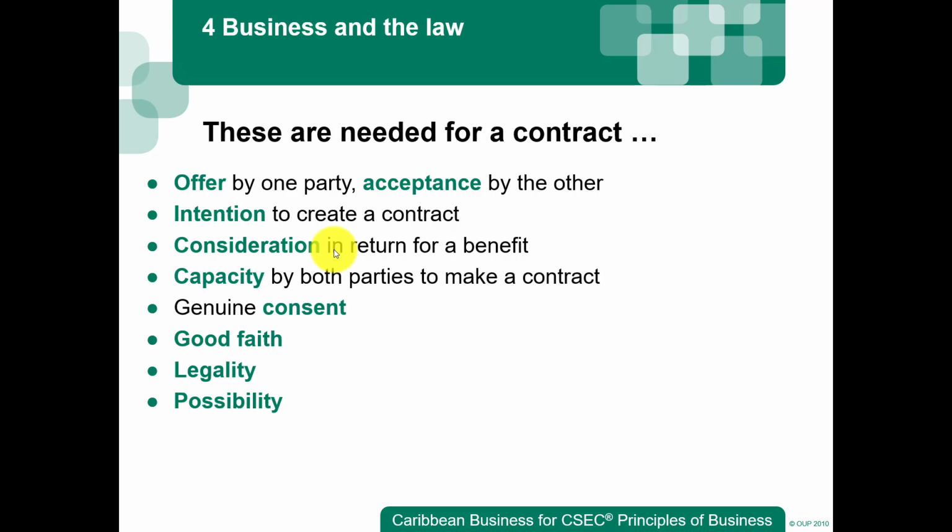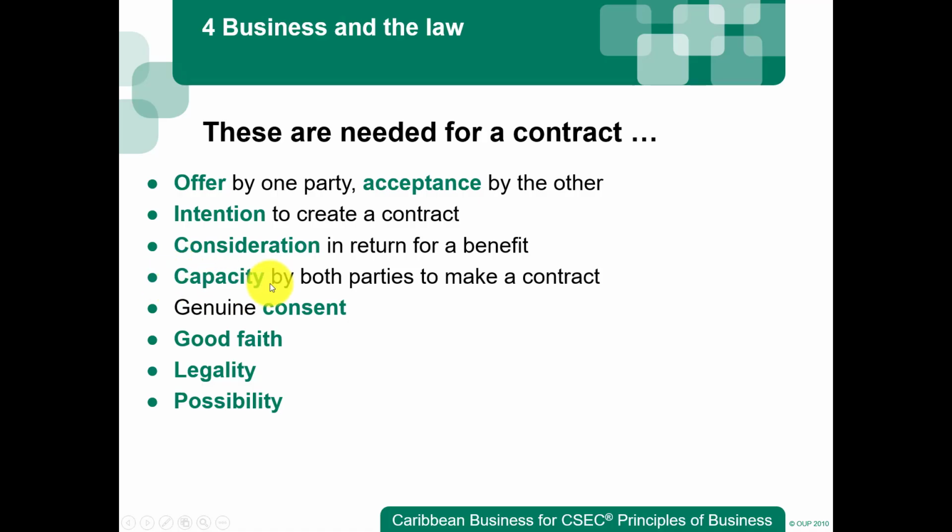So there's no contract if only one side is benefiting. Both sides must benefit in some way, shape, or form. That's what consideration is all about. Both sides must benefit in the contract. Okay, capacity by both parties to make the contract.